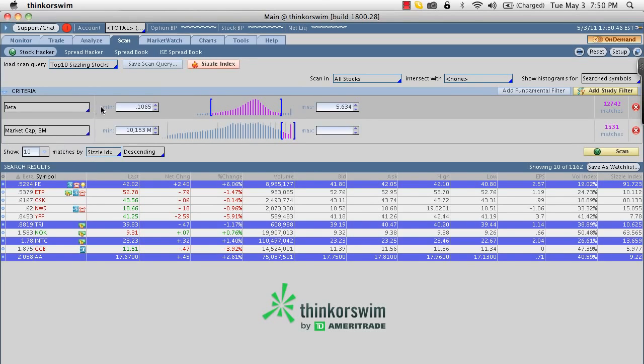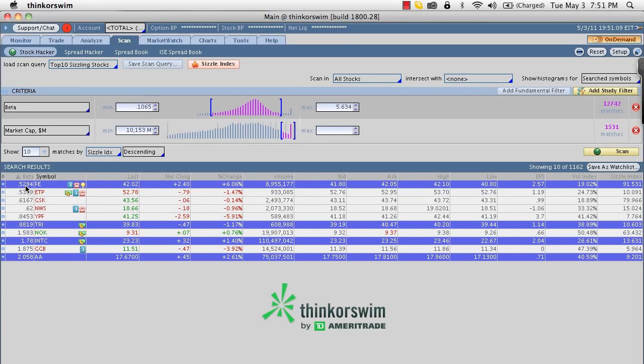What I've done is chosen beta, and I've chosen a minimum beta of 0.1, and I've used these here to adjust my beta, and a maximum beta of 5.6, just kind of roughly using these beta. And then I also want to look at only stocks that have a very large market cap, so almost 10 billion market cap to a max, so no max on the top side. And so what it came out with, these search results down here of these 10 stocks.